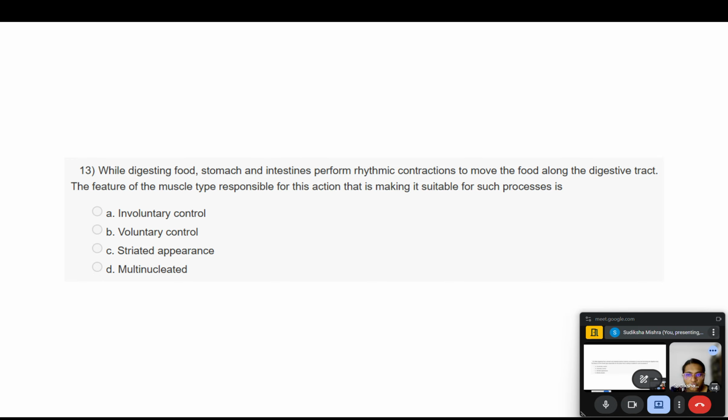While digesting the food, the stomach and intestines perform rhythmic contractions to move the food along the digestive tract, which is known as peristalsis. The feature of the muscle type that makes it suitable for such a process is involuntary control, voluntary control, striated appearance, or multinucleated. The answer is involuntary control. Otherwise, you would constantly need to think about food getting digested so that the stomach and intestines keep performing their function.